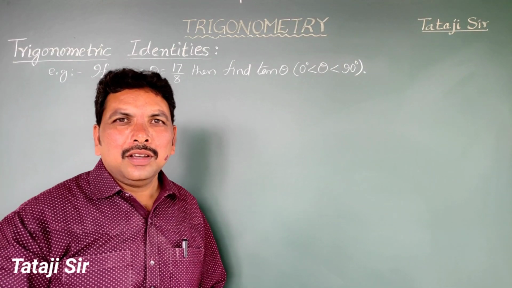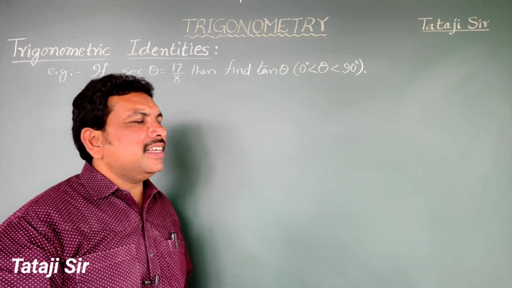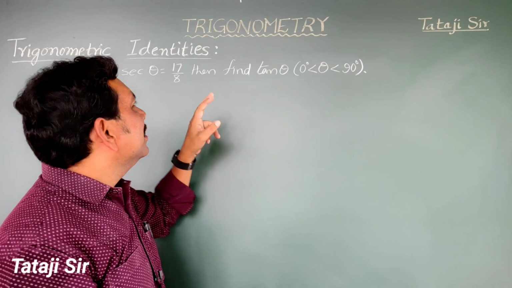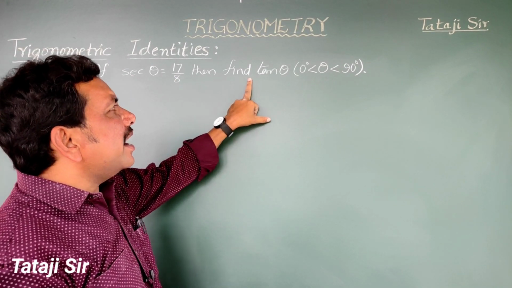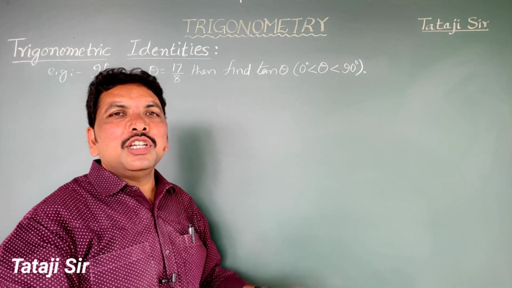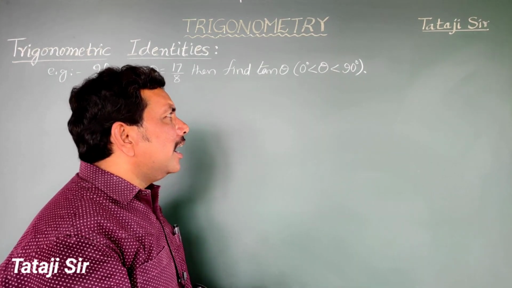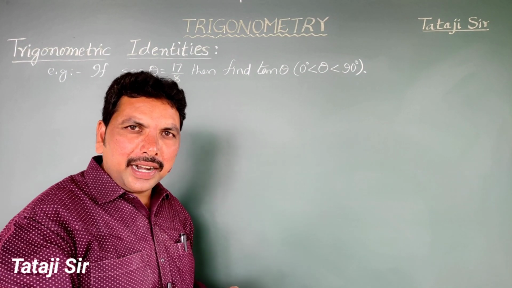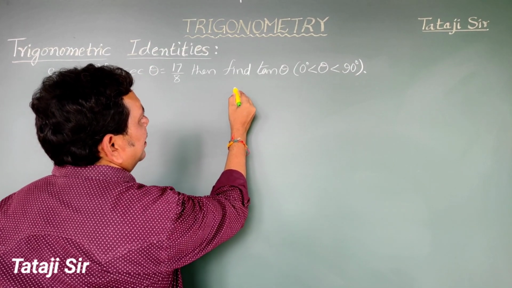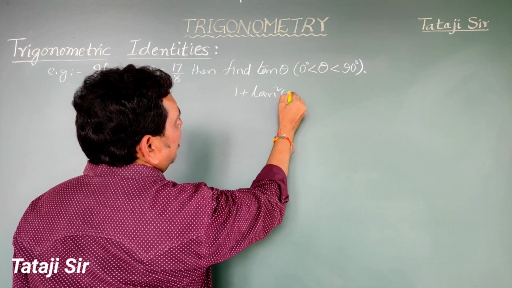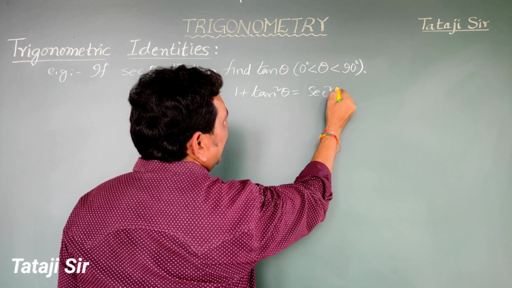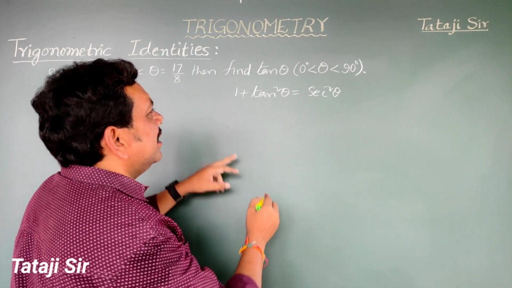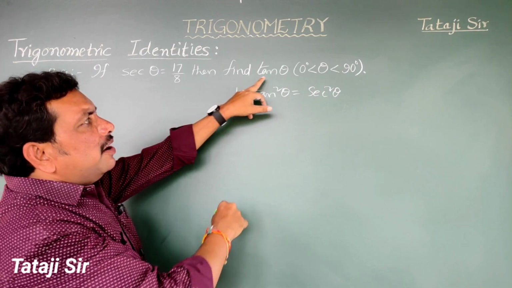Understood? Okay. Another example on trigonometric identities. If secant theta is equal to 17 by 8, then find tan theta. Theta is in between 0 to 90 degrees. Okay, so here, secant and tan. Is there any trigonometric identity? Yes, very good. What is that? 1 plus tan square theta is equal to secant square theta. Here, secant theta is given, we have to find tan theta.